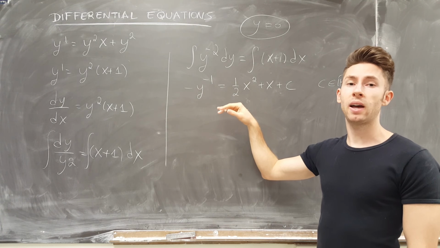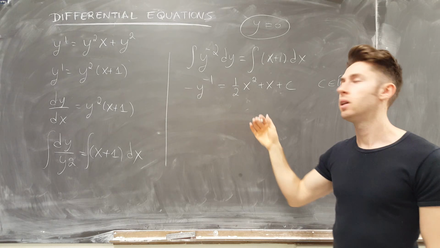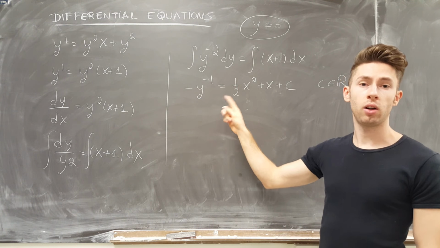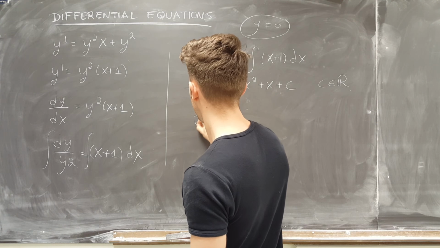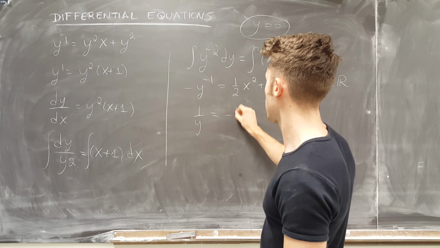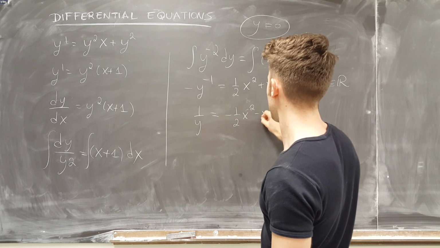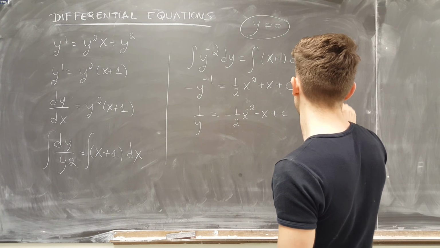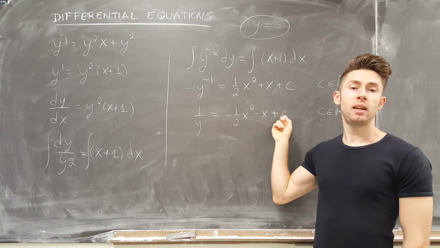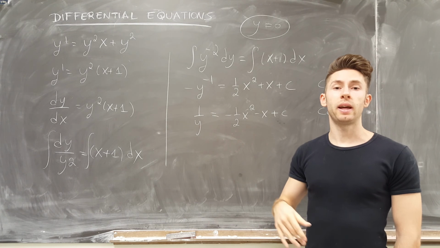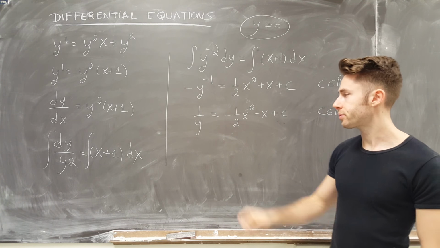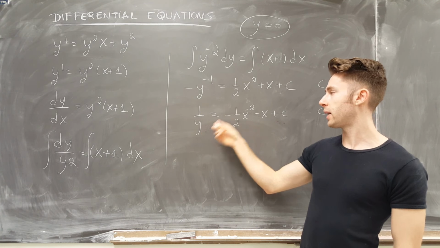Now, at this point, I have an implicit relation between y and x, so I should try to solve for y. First of all, change all the signs and realize that y to minus 1 is 1 over y. Here I should have minus c, but since c is allowed to be any number, then minus c is also any number. So I can still write it as a constant c. And now I have 1 over y is equal to this.